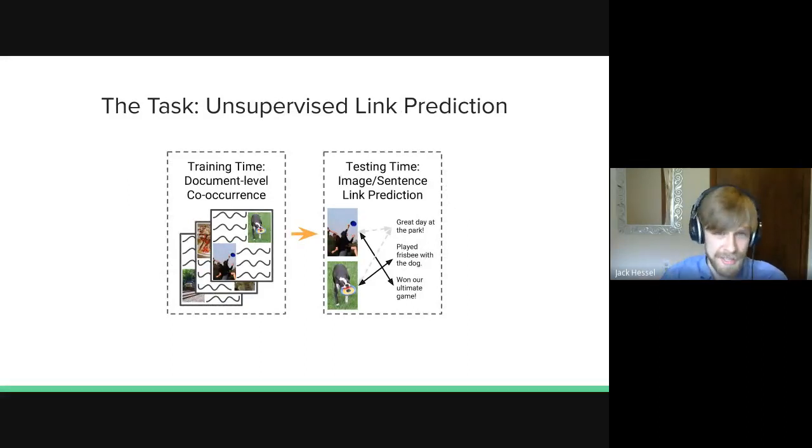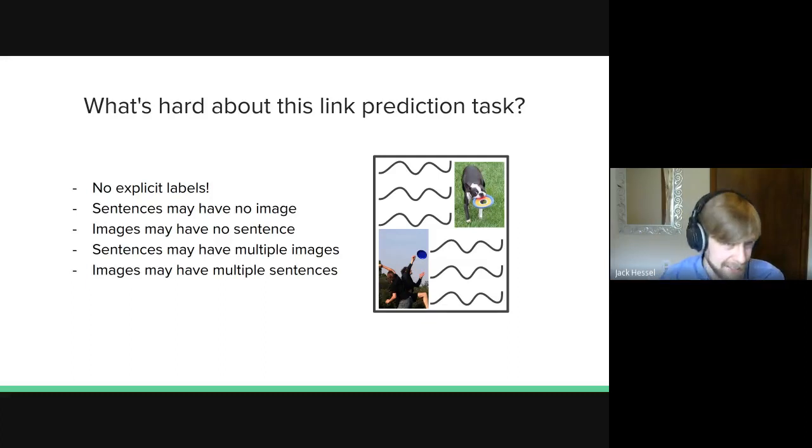Good, so what are we going to be doing with these documents? Well, we want to learn some interesting representation at training time. So we assume that we're just given a bunch of multi-image, multi-sentence documents at training time. But at test time, we're going to evaluate the learned representations on a link prediction task that asks our algorithms to find single image, single sentence links within the same document. So for a given document at test time, we're going to be predicting links between single images and single sentences. This is a pretty difficult task because we have no explicit labels at training time of the form that we're predicting at test time. So this is hard because there's no annotation.